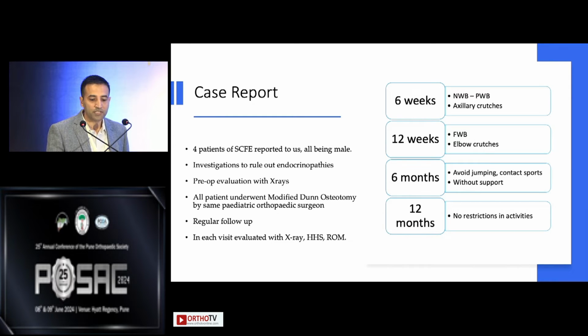Regular follow-up was done at 6 weeks, 12 weeks, 6 months and 12 months. During follow-up, patients were evaluated with X-rays, RUSH scores and range of motion. Then post-op physiotherapy was advised as mentioned.